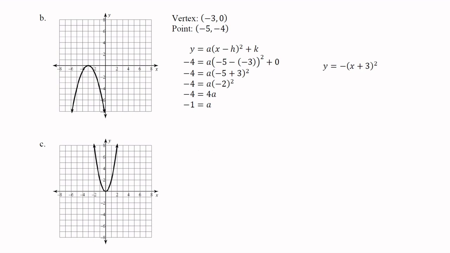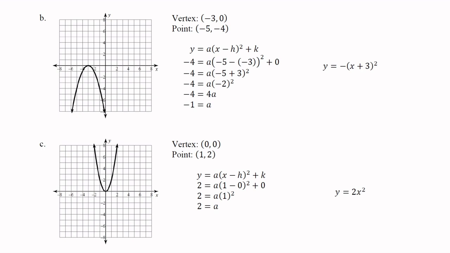For this one, our vertex is at the origin, (0, 0). Another point that we can use is (1, 2). So let's plug that in. Our h and k are both 0, so we'll plug those in, x and y being 1 and 2. And we simplify this one fairly quickly to get a equals 2. And then plug 2 in for your a. You plug in your h and k, which are both 0, so you just end up with 2x squared.